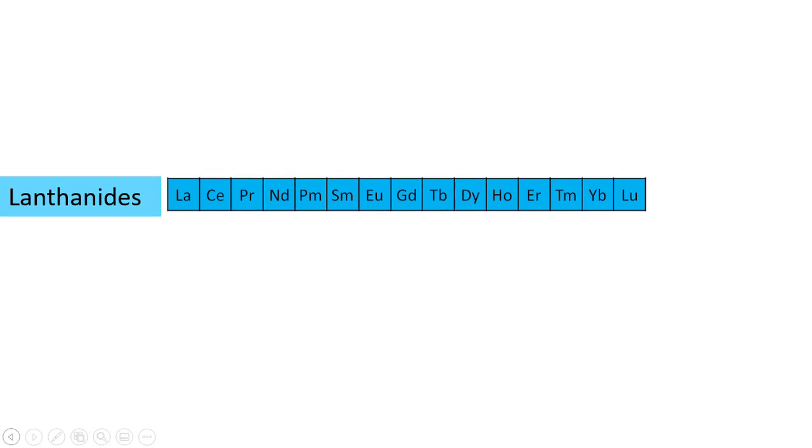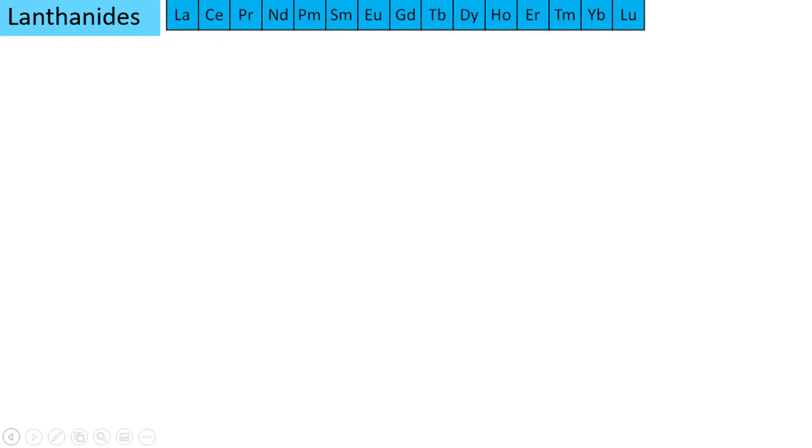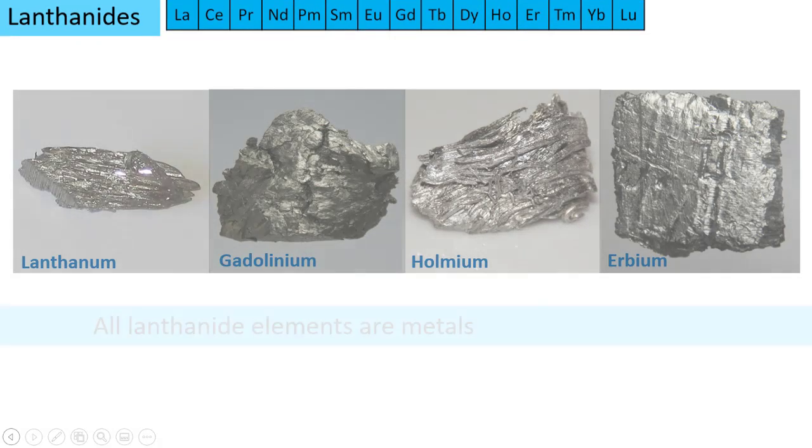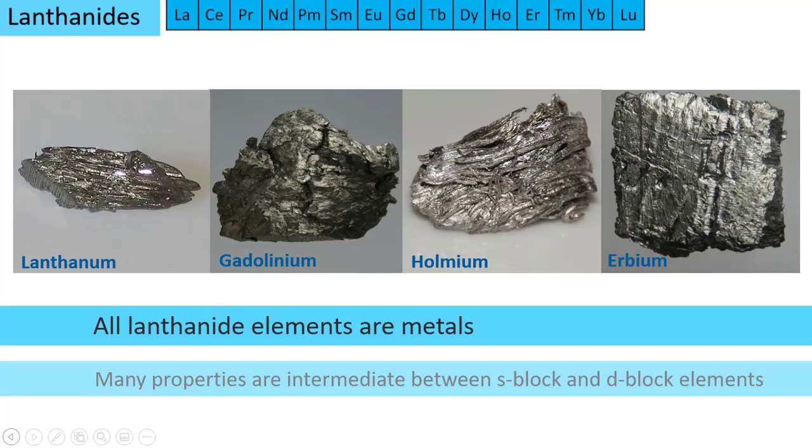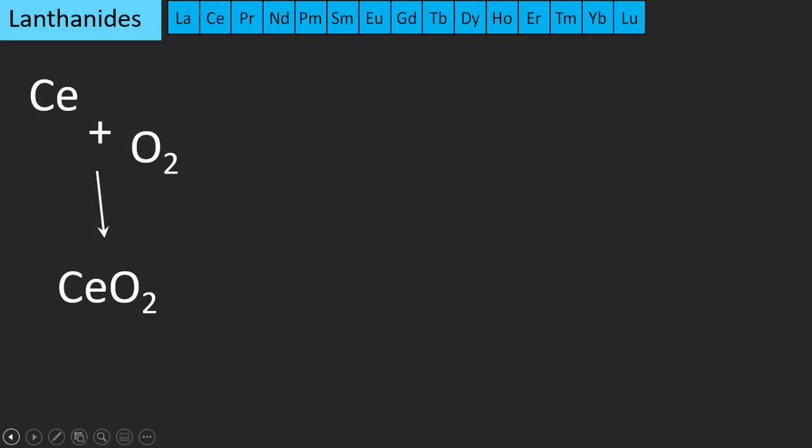It's more meaningful to consider each period at a time. So the first row of the F block, the lanthanide metals, are all metals, and they are all quite reactive, although less so than the S block, but more reactive than the D block elements. So while a freshly prepared lanthanide metal surface will tarnish in air in seconds, a much more vigorous reaction is observed with a smaller piece of metal.